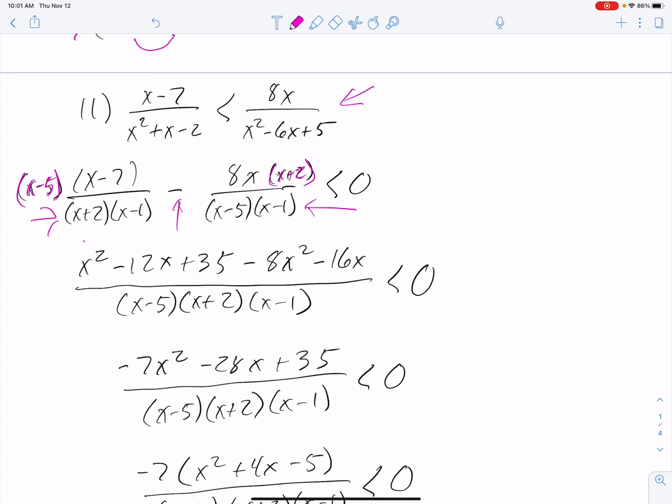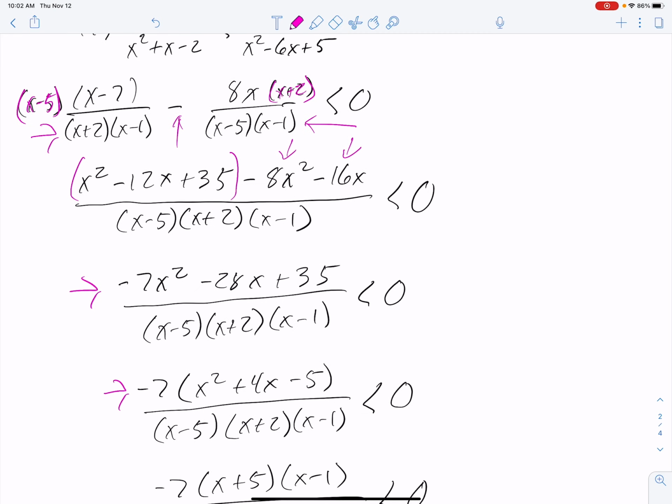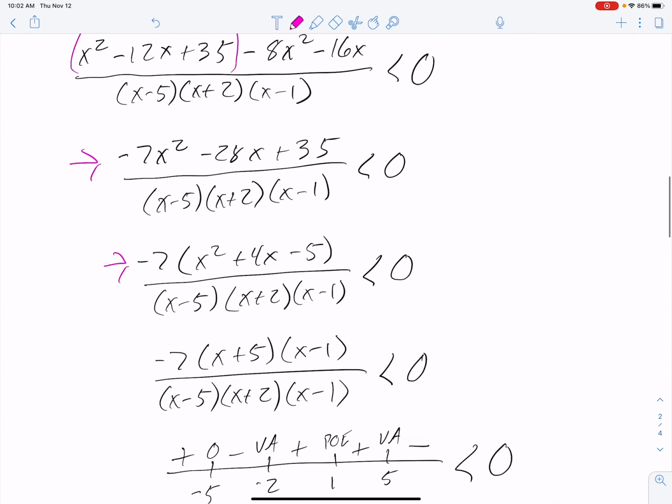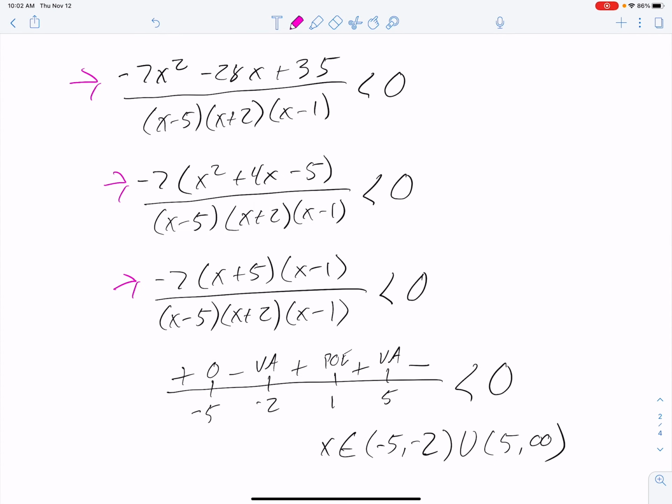So I multiplied out x minus 5 times x minus 7. I've distributed -8x to get -8x squared minus 16x. Combine like terms. Factored out -7 because I felt like that was going to make it easier for me to factor. And then I factored my trinomial. So I've got a 0 and a POE, at -5 and at 1, since these two overlap in the numerator and denominator.